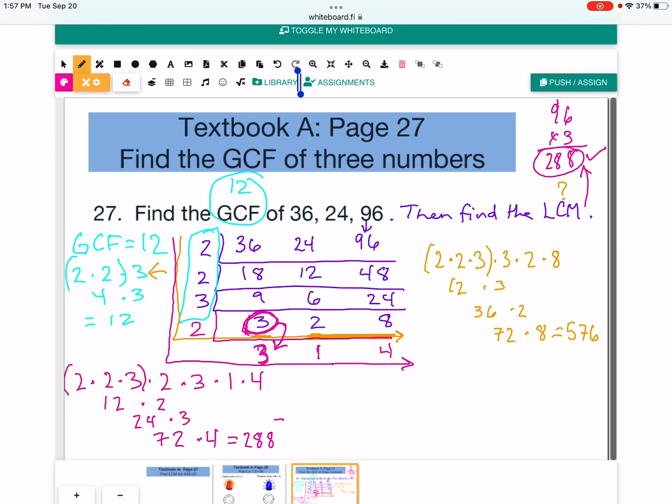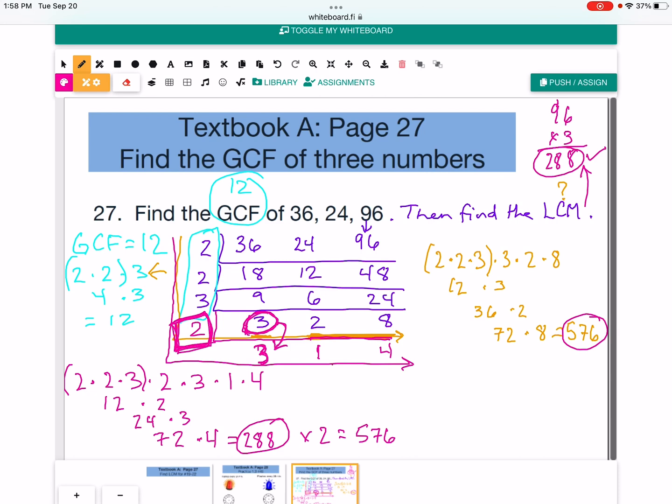So what's the difference between 288 and 576? Well, guess what? The difference is right here in this factor of 2 that we factored out. So let's multiply 288 times 2 and see what we get. Lo and behold, it's 576. Okay, so you can see that this factor of 2 that we factored out of the 2 and the 8 is important for helping us to find the actual least common multiple.